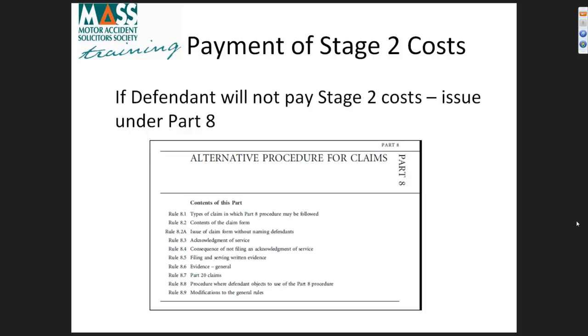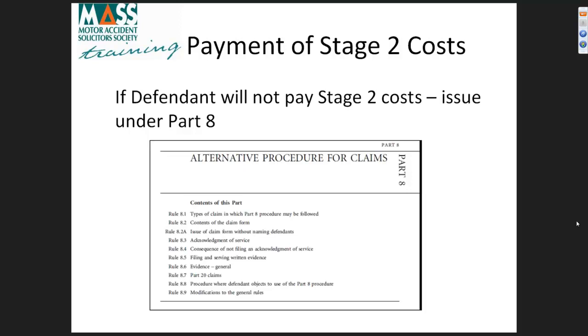So the first bit, as I said to you, that's easy. So if the defendant has not paid your Stage 3 costs, then what you need to be doing is issuing under Part 8. So remember, the rules are saying that the figures should be paid within 10 working days of the conclusion of the negotiation period. Now, this is a bit of an iffy one. Is that the conclusion of your agreement at Stage 2? So say you agree at day 25, should it be paid within 10 days of that? Or is it that on the conclusion of your 35 days negotiation?